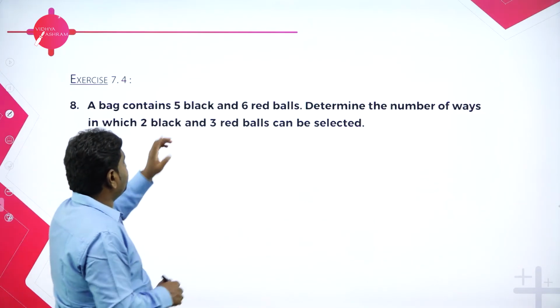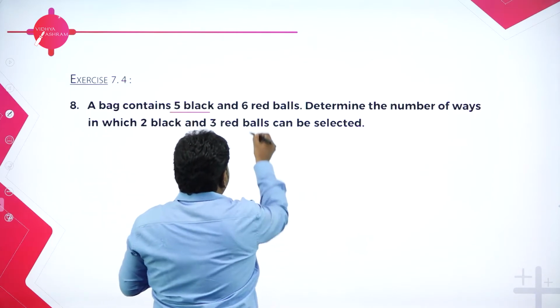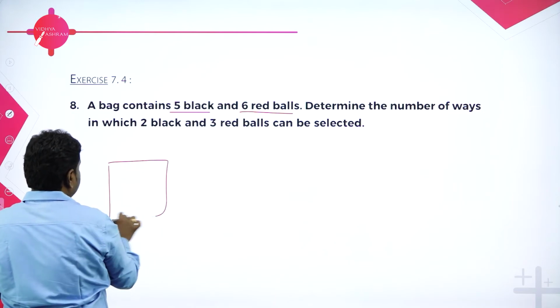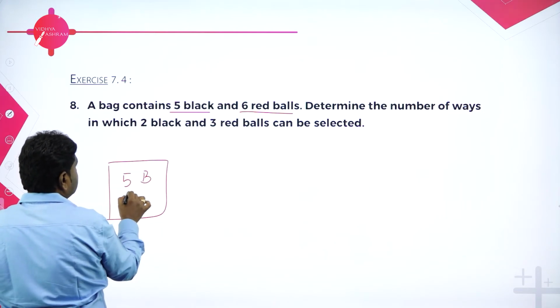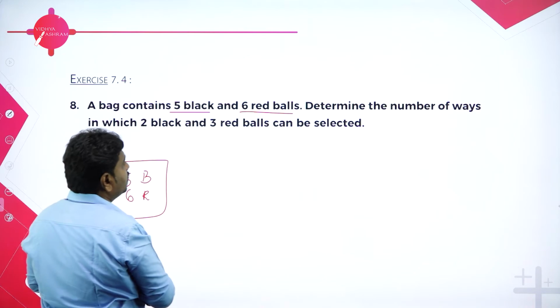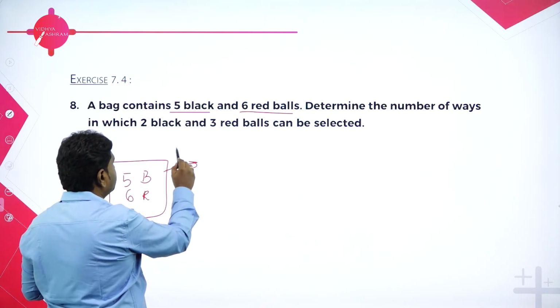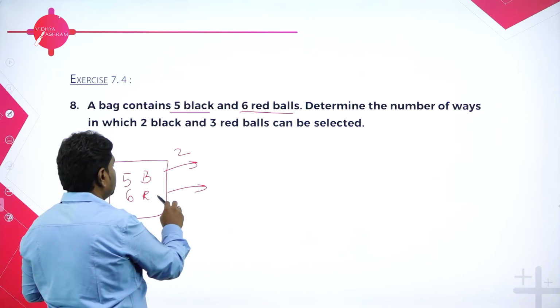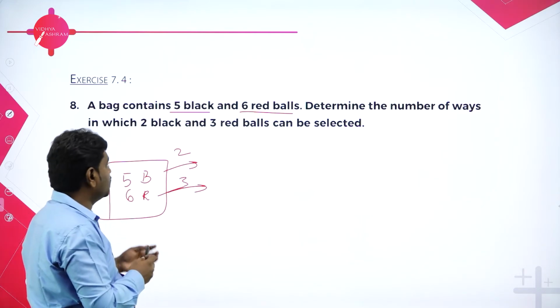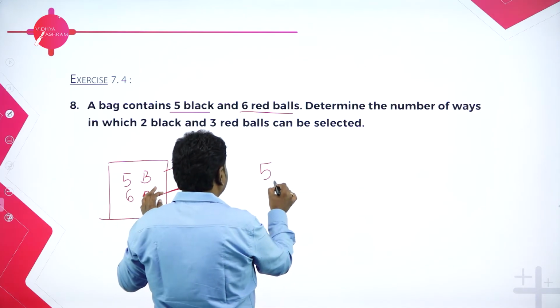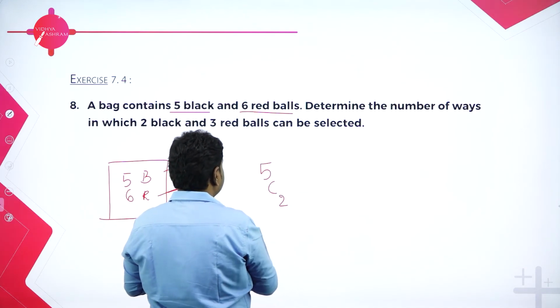A bag contains 5 black, 6 red balls. So they told there is a bag, and in that bag we have 5 black balls and 6 red balls. Determine the number of ways in which you have to select 2 black balls and 3 red balls. So out of 5 black balls, 2 black balls can be selected in 5C2 ways.